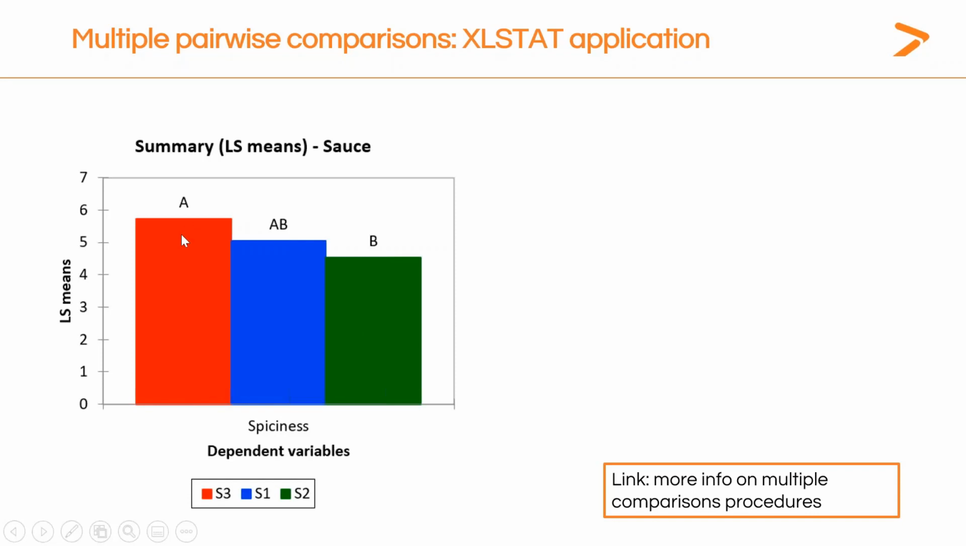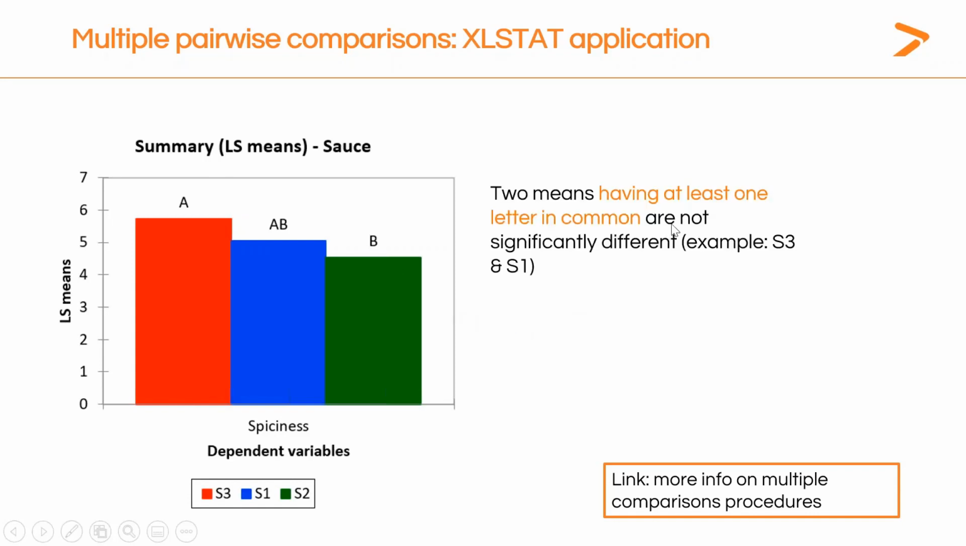You see that each category is linked to a few letters. These letters will help us interpret the multiple comparison outputs. Two means having at least one letter in common are not significantly different. This is the case of S3 versus S1, so the red versus the blue. Look, they have one letter in common, this is letter A, so they are not significantly different.